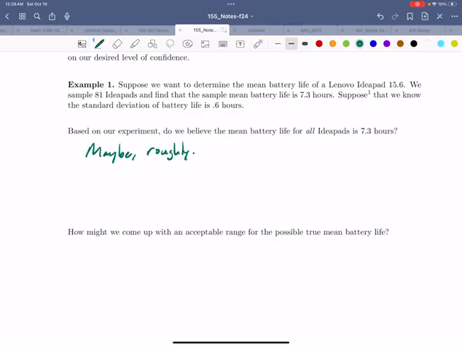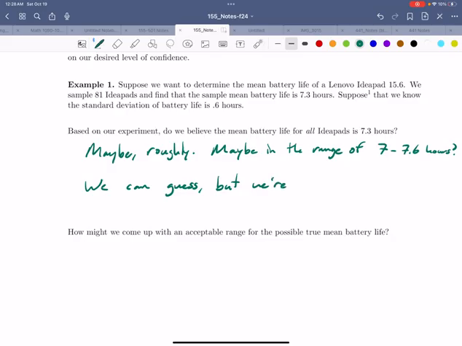And the question is, well, maybe is it 7.2 hours, 7.4 hours, 7 hours, 8 hours? Maybe in the range of, I don't know, maybe I'll just write 7 to 7.6 hours. We're really not sure. We can guess, but we're not sure yet. And that's why we invent confidence intervals.